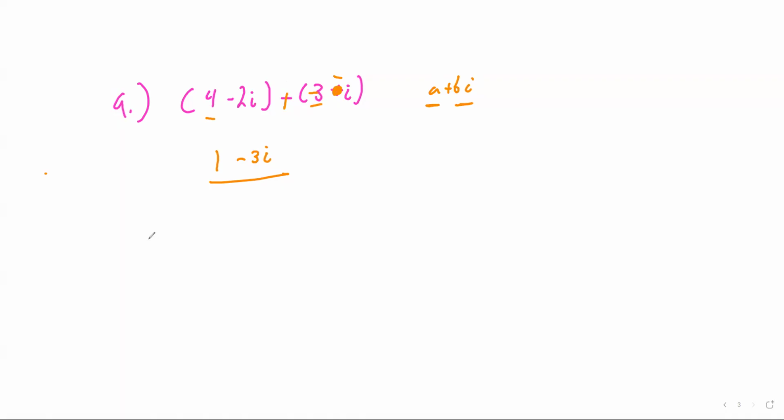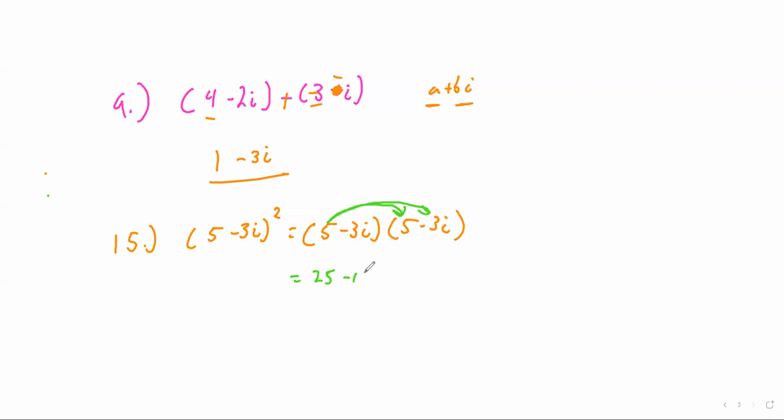All right, let's look at number 15. When you see something in the form of 5 minus 3i squared, this means you have 2 of them. So this would be 5 minus 3i times 5 minus 3i. And so then we can just work this out. So 5 times 5 is 25. 5 times negative 3i is negative 15i. Negative 3i times 5 is negative 15i. Negative 3 times negative 3 is positive 9i squared.